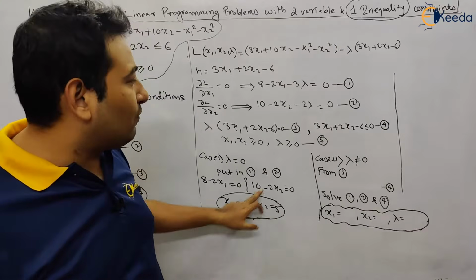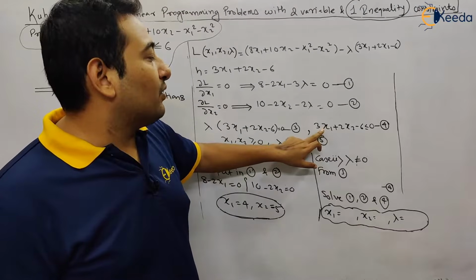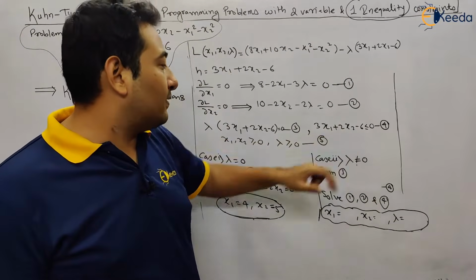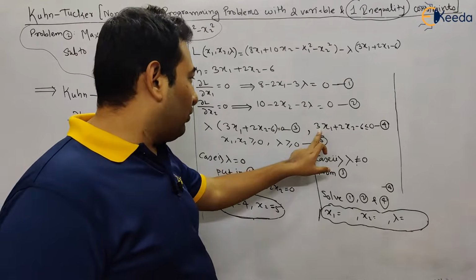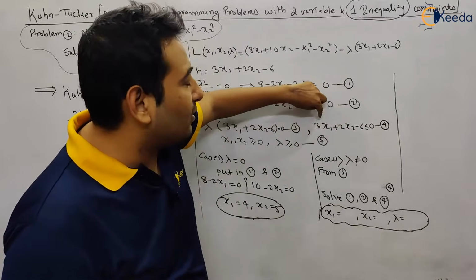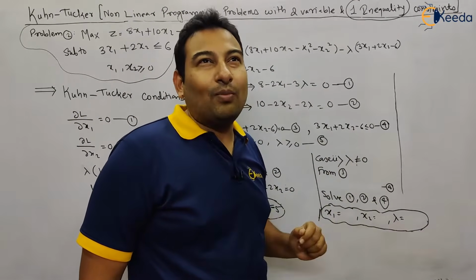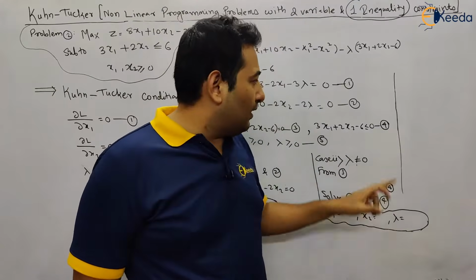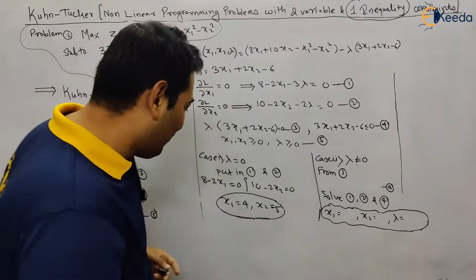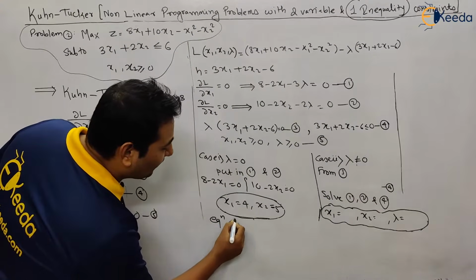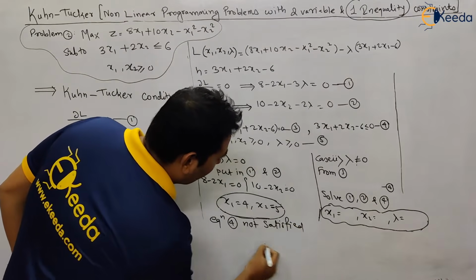If I put x1 is equal to 4, so 4 3s are 12, x2 as 5, so 10, 12 plus 10, 22, 22 minus 6 is 16, and 16 less than equal to 0. 16 is not less than equal to 0. Equation 4 not satisfied. Therefore reject.